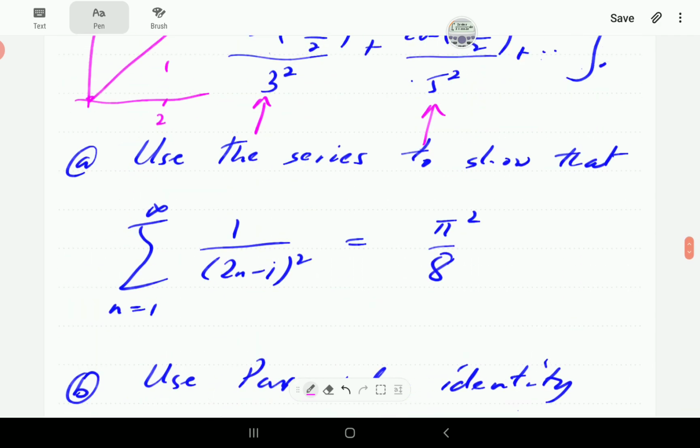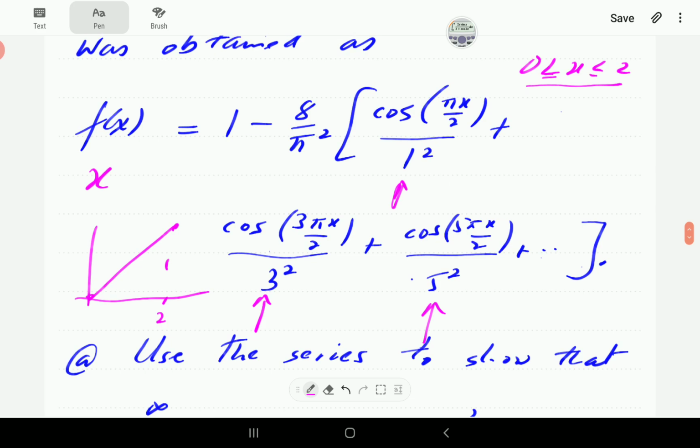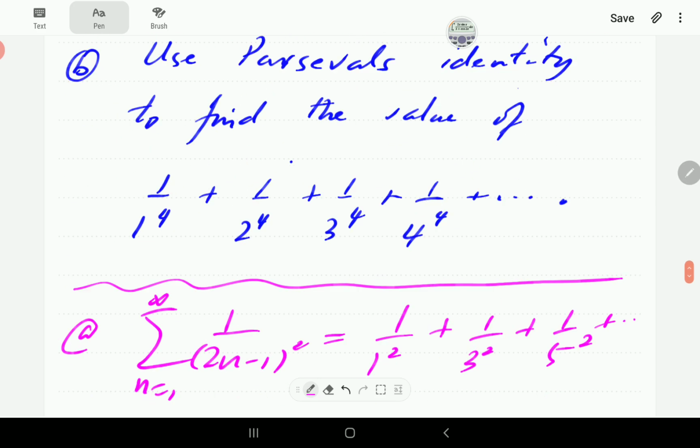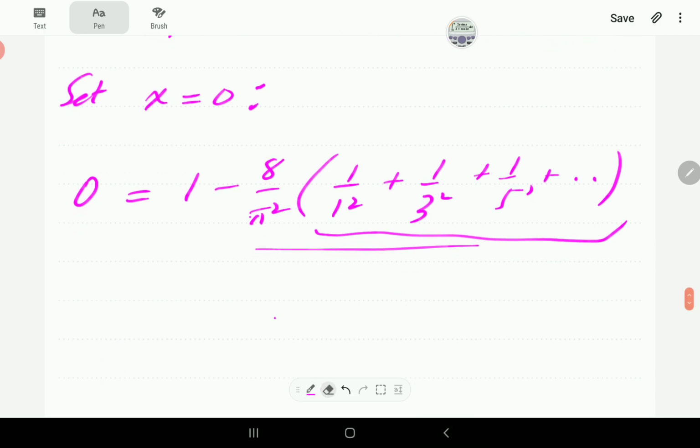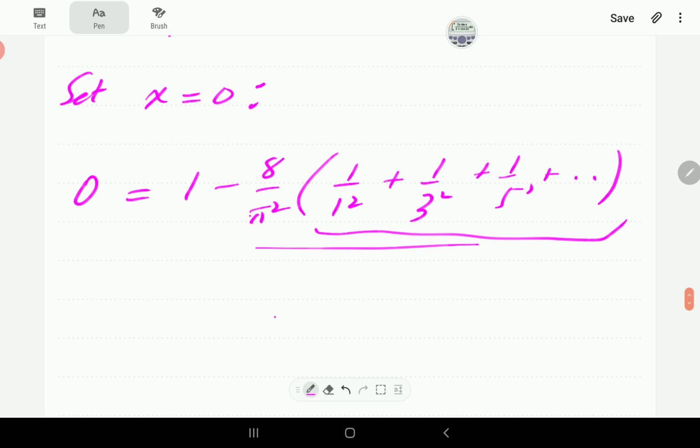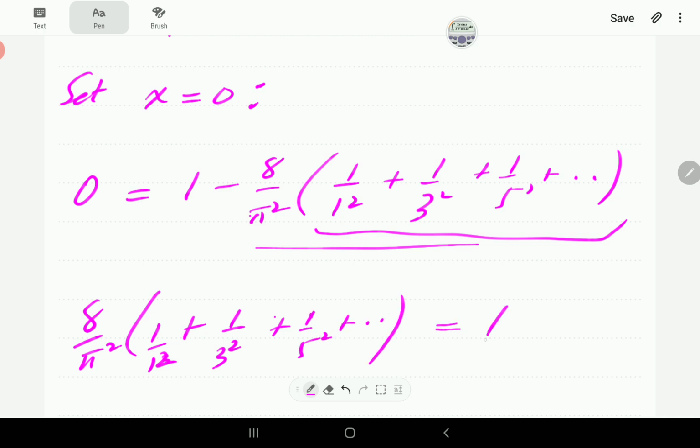I think we have got a small error here. It's pi squared over 8, not 8 squared over pi. Not a squared, it's 8 over pi squared. So 8 over pi squared, 1 over 1 squared, 1 over 3 squared, 1 over 5 squared is equal to 1.